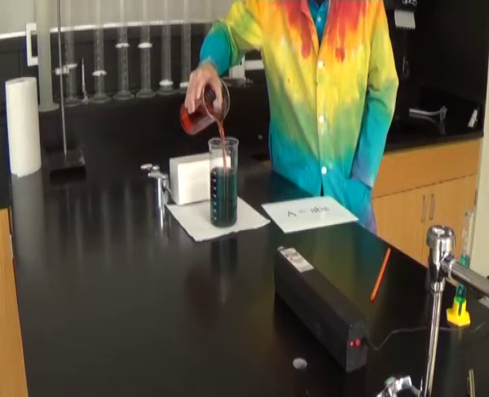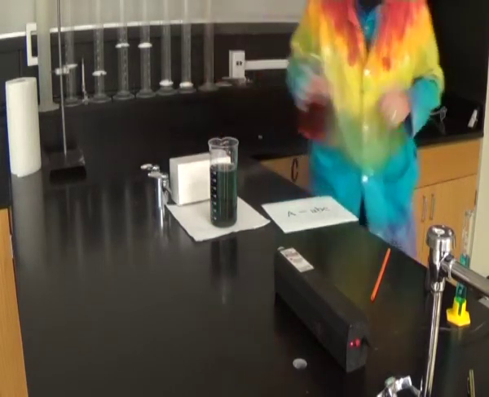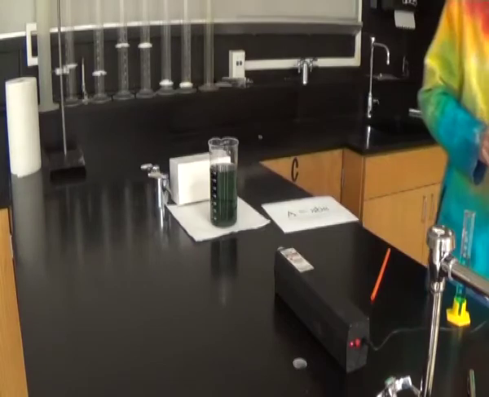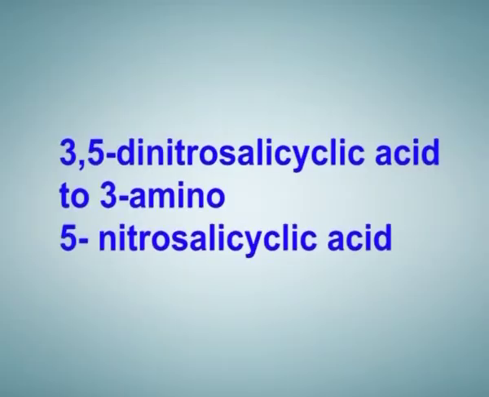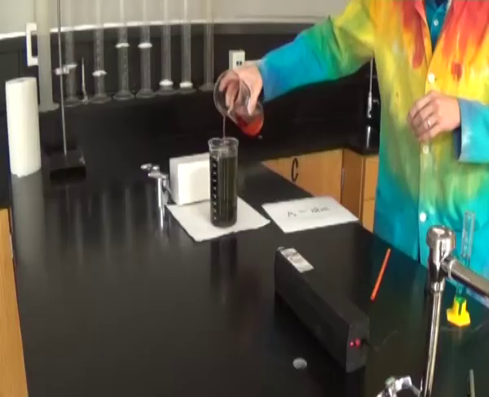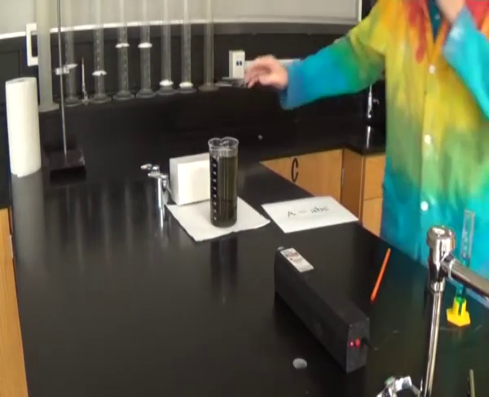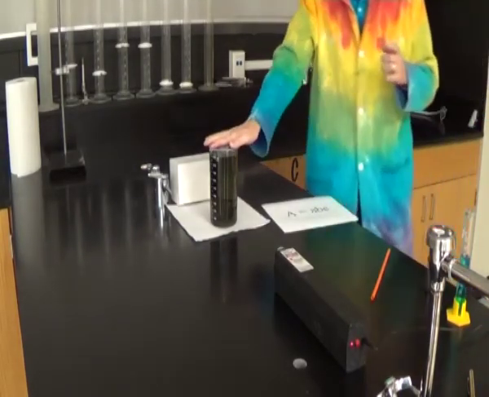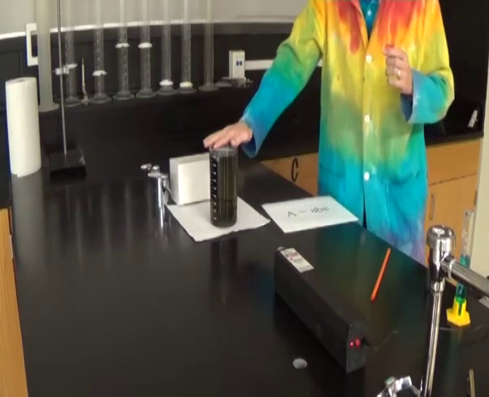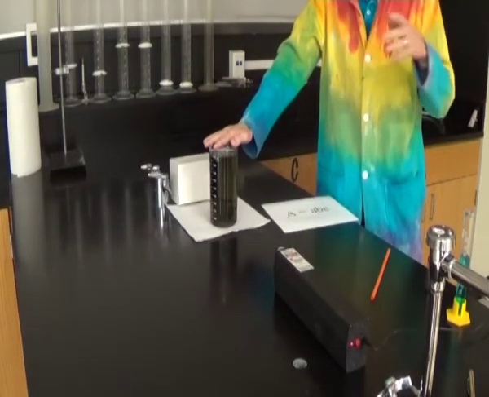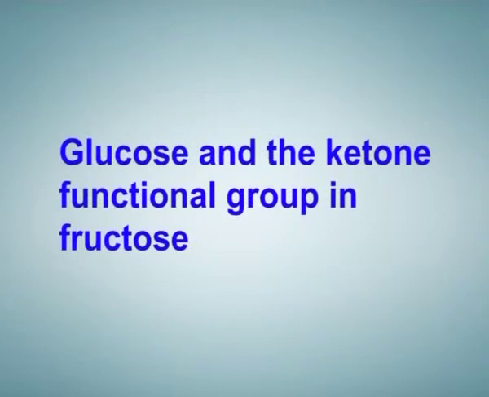In this experiment, the method for determining the concentration of sugar is based upon the color that forms when sugar reduces 3,5-dinitrosalicylic acid to 3-amino-5-nitrosalicylic acid. This method tests for the presence of a free carbonyl group, so-called reducing sugars. This involves the oxidation of the aldehyde functional group present in, for example, glucose and ketone functional groups in fructose.